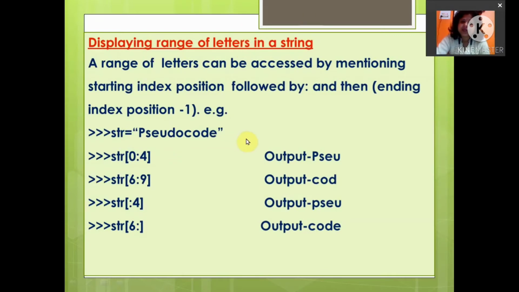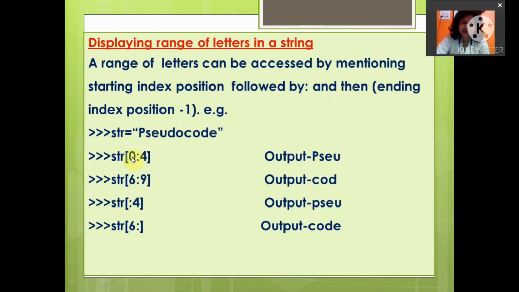Displaying range of letters in a string. Suppose you want to display some of the letters from a string. A range of letters can be accessed by mentioning the starting index position, followed by a colon, and then the ending index position minus 1. For example, suppose a string is like this.